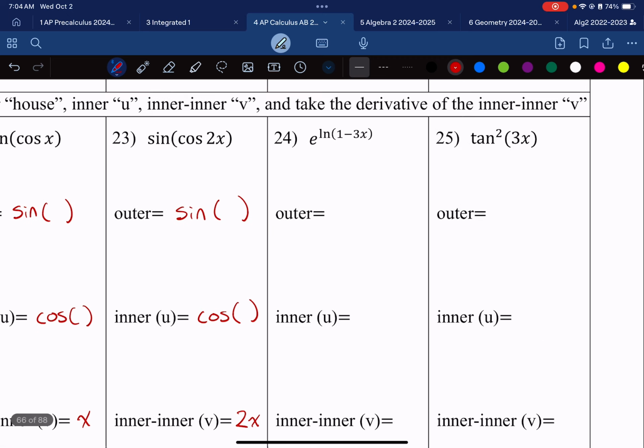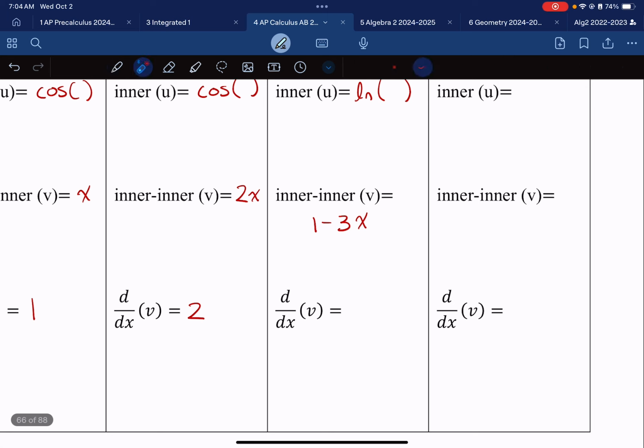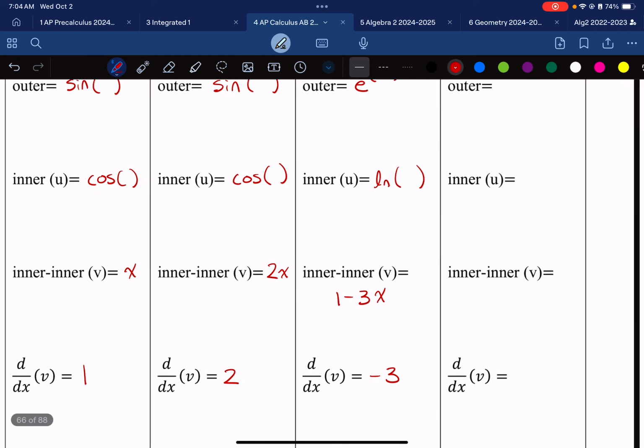In number 24, the most outside house is e to the power of some stuff. That stuff is natural log of more stuff, and that more stuff is 1 minus 3x. 1 minus 3x. The derivative of 1 minus 3x, be careful that you get your negatives right. The derivative of 1 is 0. The derivative of negative 3x is negative 3.